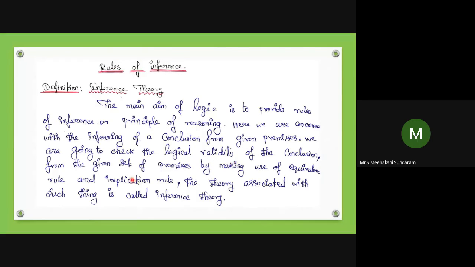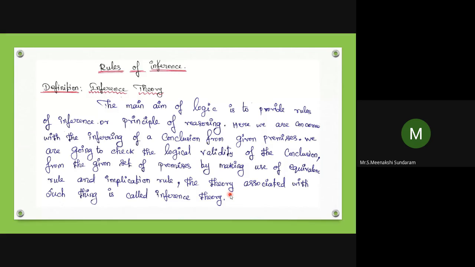that is a hypothesis, by making use of equivalence rule and implication rule. Implication means only one side is true. If you take the LHS, the RHS will be derived, but the converse is not true. If RHS is true, we cannot prove LHS. That if-then statement is called implication. If-then and the converse also if-then is called biconditional, that is, if and only if. The theory associated with such things is called inference theory.